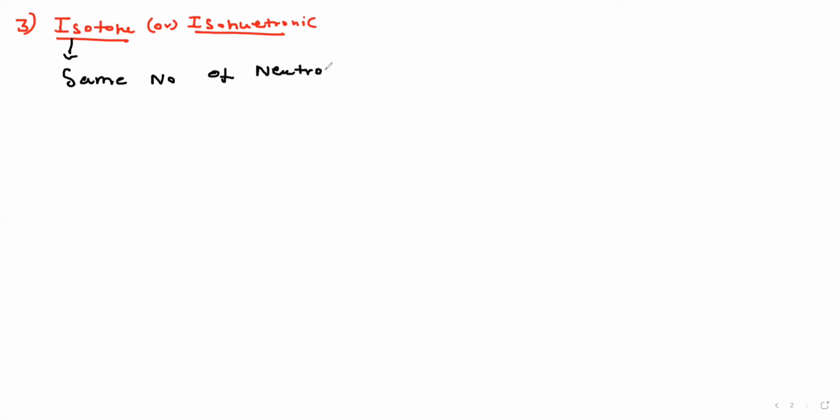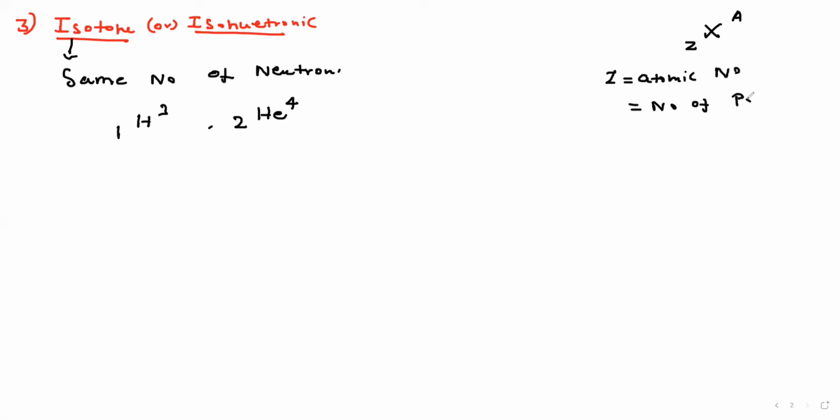For example, I take 1H3, this is tritium, and I take helium. Students, please understand, X is the element, with A and Z. What is Z? The atomic number, which equals the number of protons. What is A? The mass number, that is the nucleon count, the proton plus neutron. So the neutron count is A minus Z, the formula to find the neutron count.